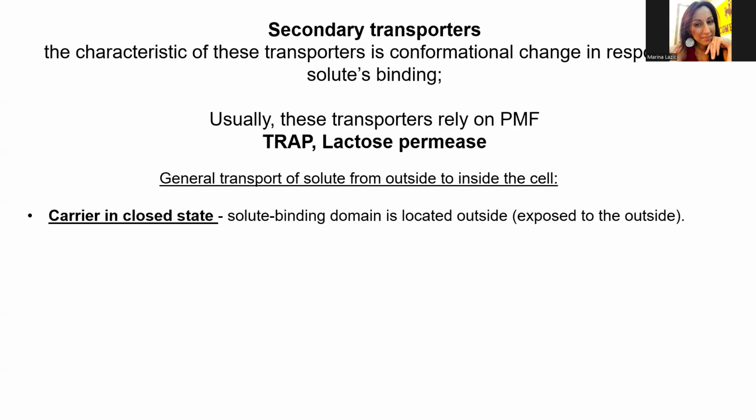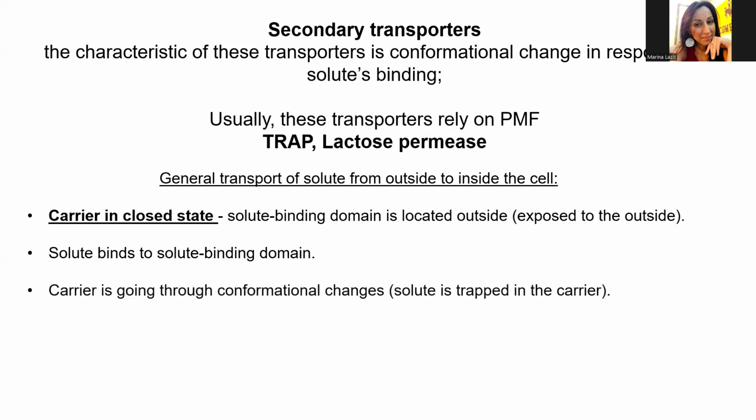In that closed state, the domain of the carrier that is meant to bind the substance, like sugar or lactose, which is also a sugar, is located outside. So it's exposed to the outside. The carrier is in closed state, but the binding domain is ready to accept the substance. Once the solute binds to the solute binding domain, that is causing something called a conformational change, and literally the carrier is trapping that compound, and that changes its conformation.